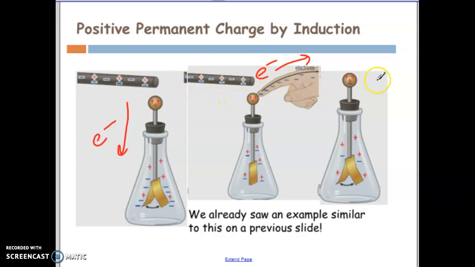Once we remove those, the overall final charge on this is going to be positive, because electrons have actually left the electroscope. It started off as being neutral, electrons left the electroscope, and we now have a positive charge, right? What's different between this and any other type of charging we've seen is there is no actual direct contact between this rod and this electroscope. We're using the charge on this rod to force those electrons to actually leave.